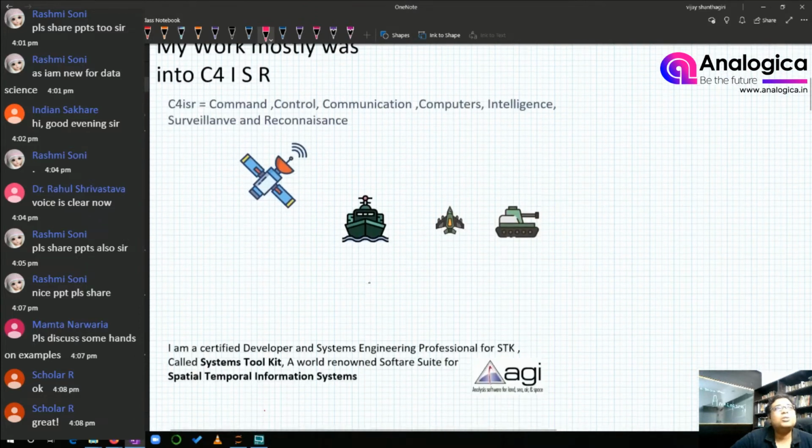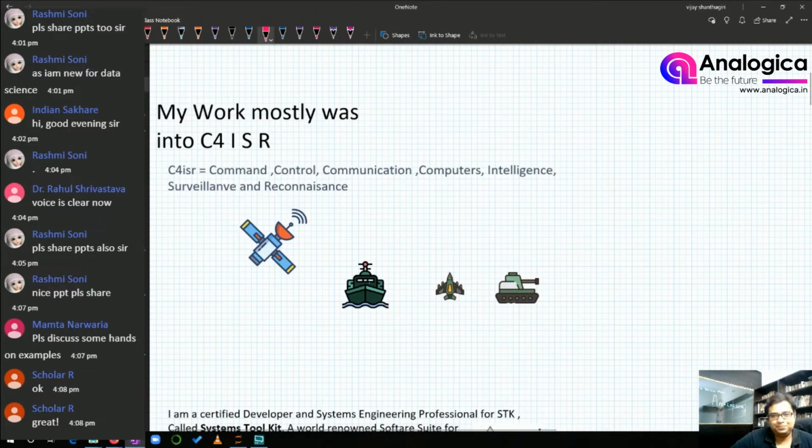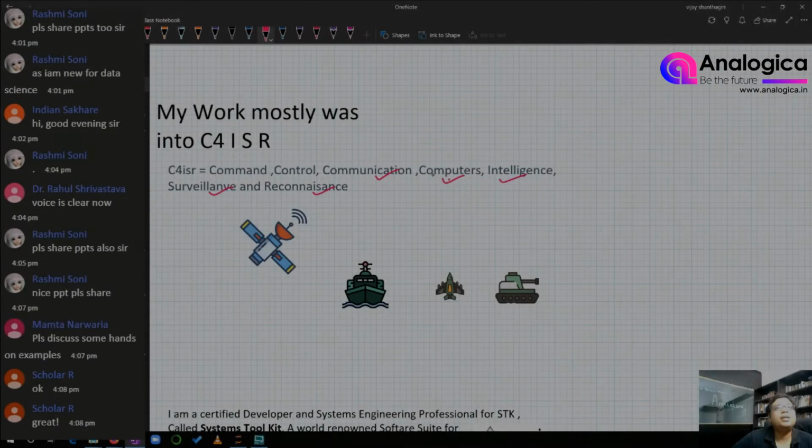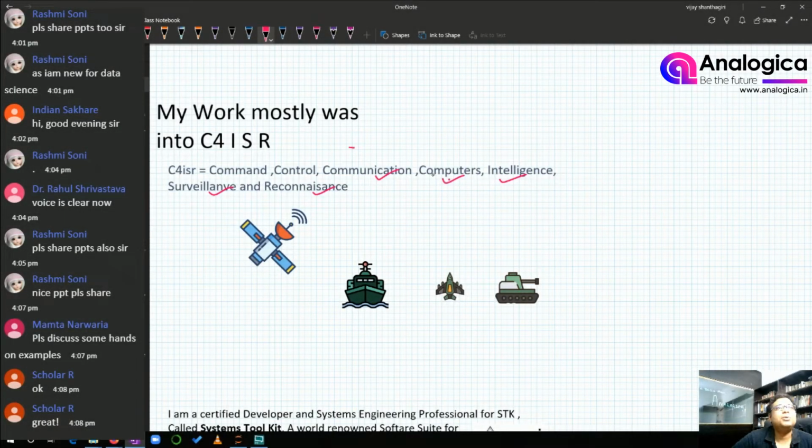But my work mostly was in C4ISR. C4ISR stands for Command, Control, Communication, Computers, Intelligence, Surveillance, and Reconnaissance. It's a big word. A lot of people work on it. I cannot work on it all by myself, but what I did work on is mostly communication, computers, and intelligence.